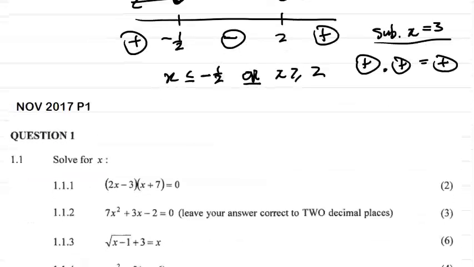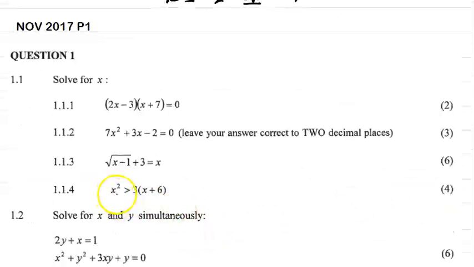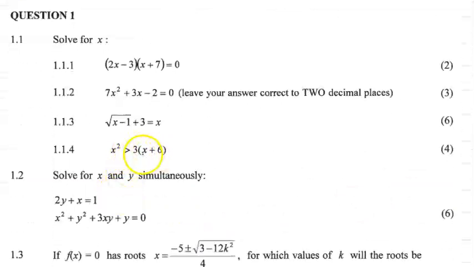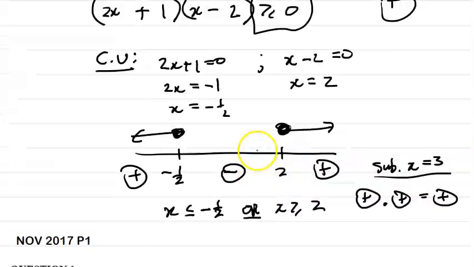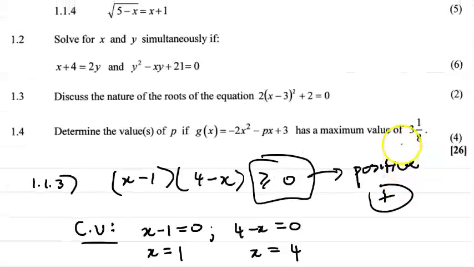Learners, look at this next question now from the November 2017 paper. So here you've got x squared greater than 3 into x plus 6. Here you'll just open the brackets out. You'll say 3 times x is 3x, 3 times plus 6 is plus 18. You'll write in the standard form and you'll go through the whole process again. Basically factorize, get your critical values, and I want you to do that question on your own.